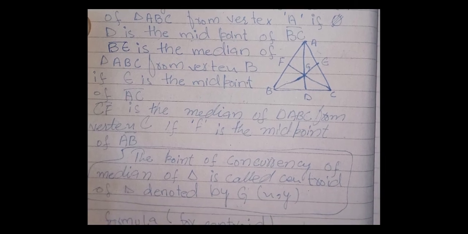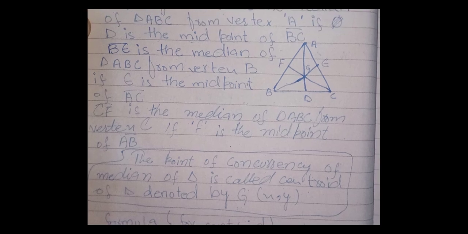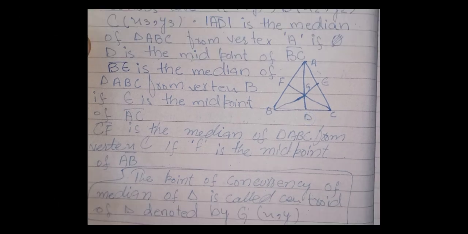This G will be found if we draw medians. Suppose we have a triangle with 3 sides, A, B and C. Forget about D, E, F and G, forget it. Then we will draw a median from B up to E, and we will draw a median from C up to F, and we will draw a median from A up to D.